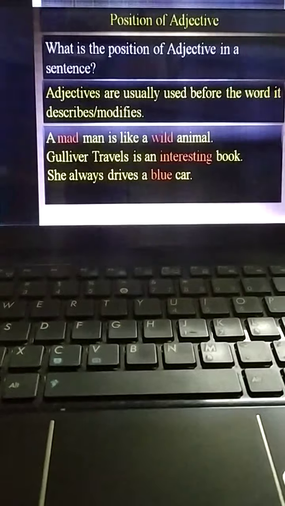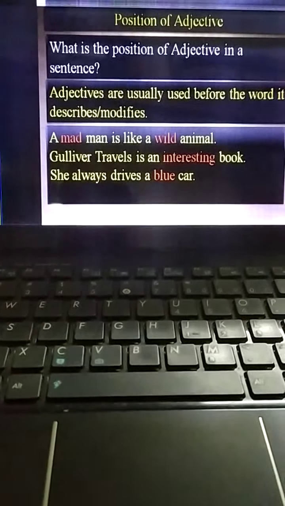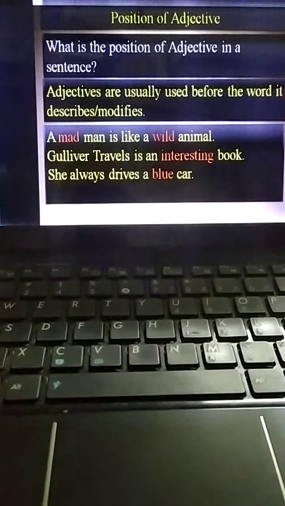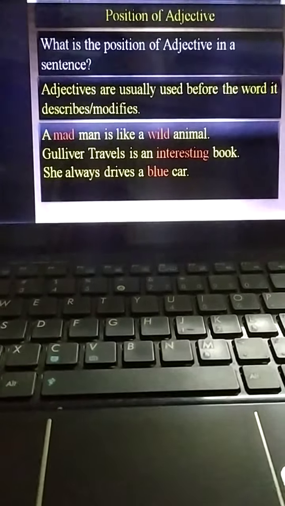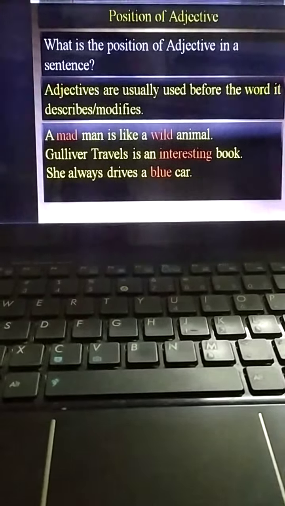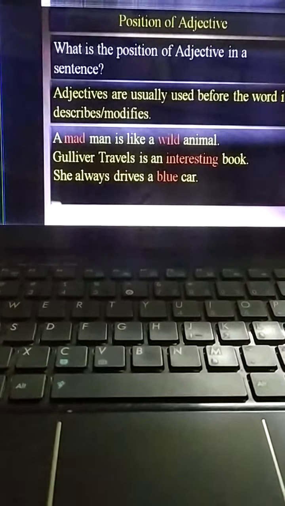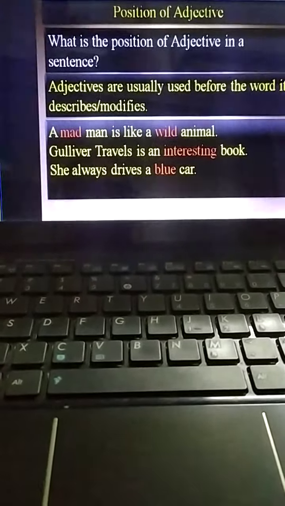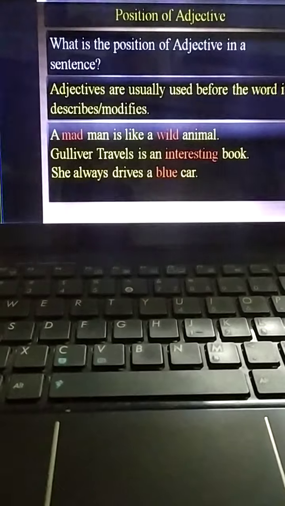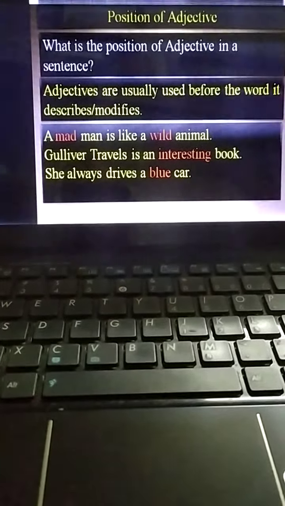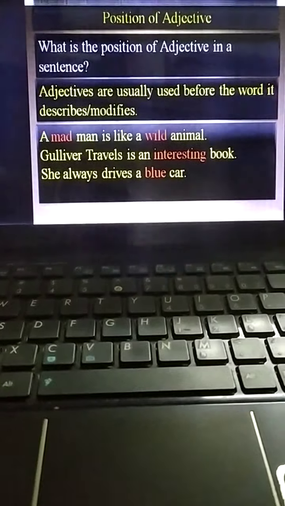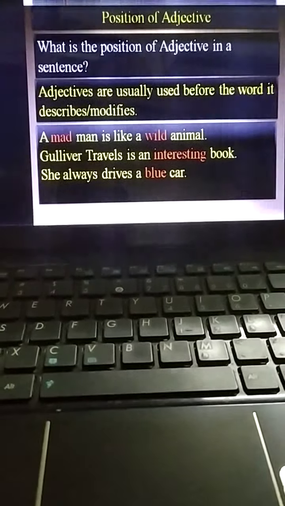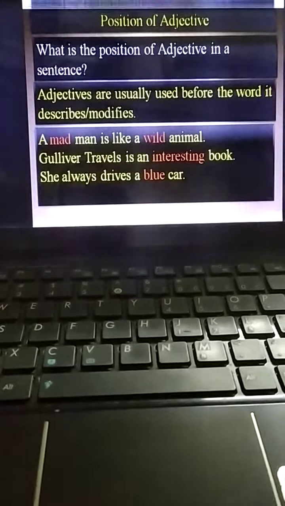Gulliver's Travels is an interesting book. The word interesting is an adjective, it modifies the word book. Therefore, the word it modifies, it sits before. She always drives a blue car. Blue is an adjective and modifies the noun car. Now, therefore, we can say the position of adjective, according to general sense: adjectives are used before the word they describe or modify. It is clear, I think.